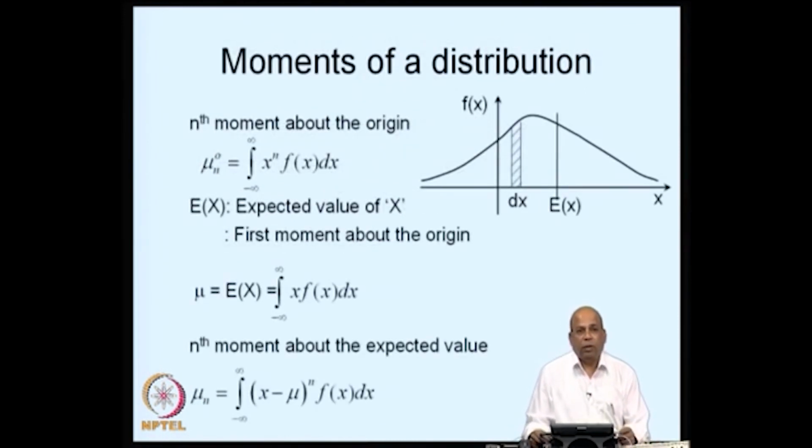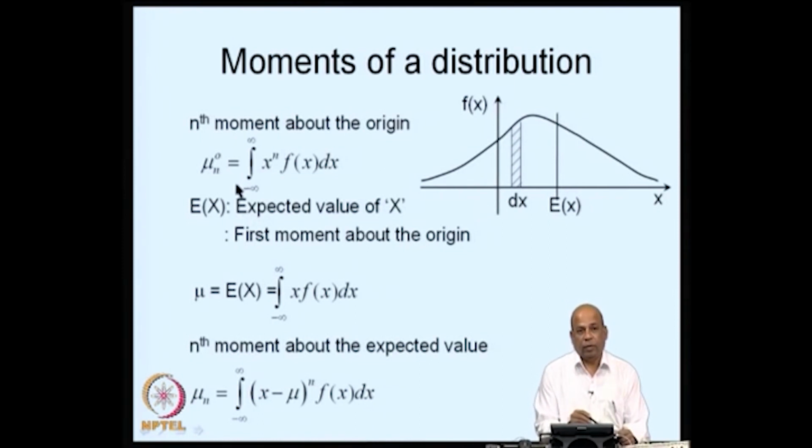So, if you recall, we said the nth moment about the origin. So, this is the origin and we are talking about moments of the PDF f of x, this is x. The nth moment is given by integral minus infinity to plus infinity x to the power n f of x dx. So, we are essentially taking the moment of this area about this point.